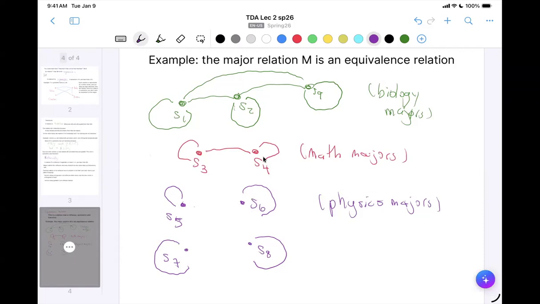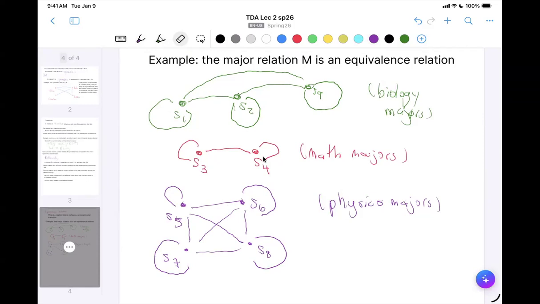So 5 is related to 6, 5 is related to 8, 5 is related to 7, right? Then 6 is related to 5, which I already counted because it's symmetric, so I don't have to worry about the arrows and all this stuff. 6 is related to 7, 6 is related to 8. And the only thing that I'm missing, I guess, is 7 and 8. That's it, I think, and that covers everything.